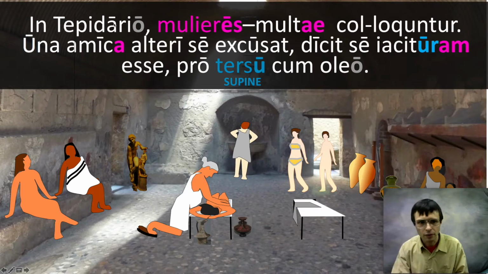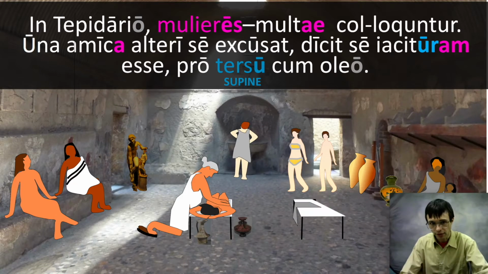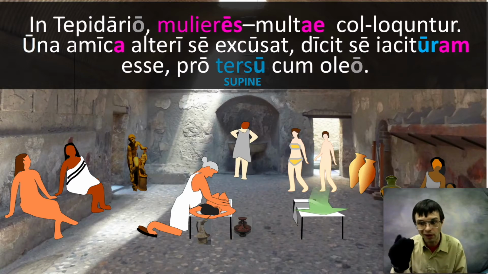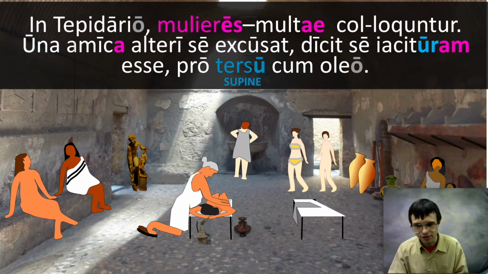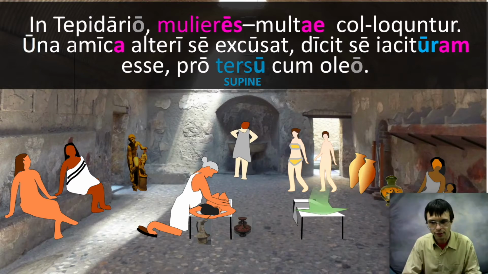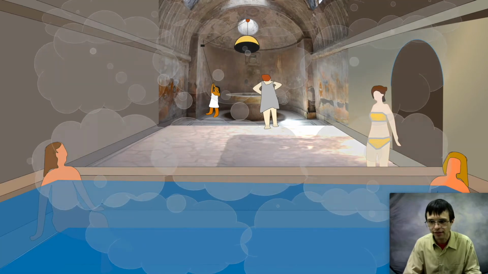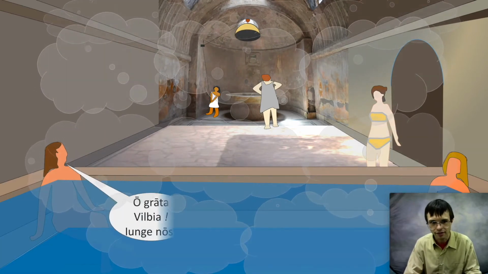In tepidario mulieres multae collocuntur, una amica altari se excusat, dicit se iacituram esse pro tersu cum oleo. Oh boy, this is just like a spa. So can you figure out what's happening? We're going to leave one lady behind. Here's the second room.